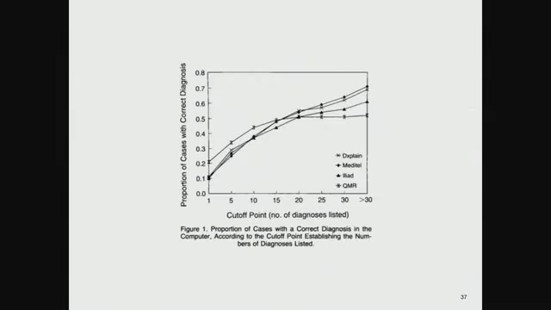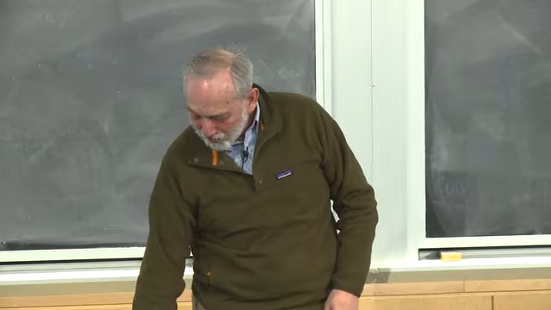Depending on where you put the cutoff, you get the proportion of cases where a correct diagnosis is within the top N. And you see that at 20, you're up at a little over 0.5 for most of these programs. And it gets better if you extend the list longer and longer. Of course, if you extended the list to hundreds, then you'd reach 100%, but it wouldn't be practically very useful.